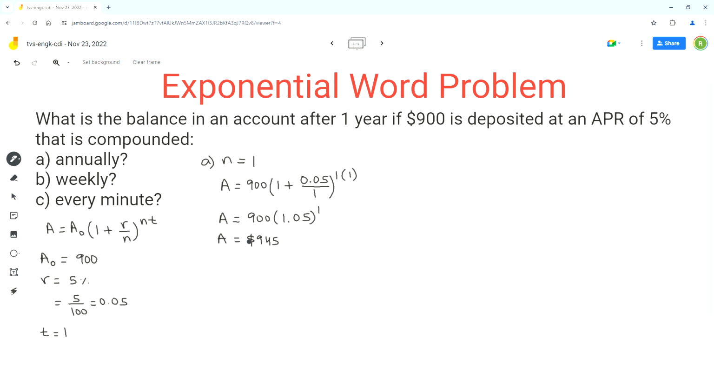Now we can answer part B. In part B, the compounding frequency is weekly. In a year, there are 52 weeks. So the N value is equal to 52 for part B. Now we can sub in the values in the formula.